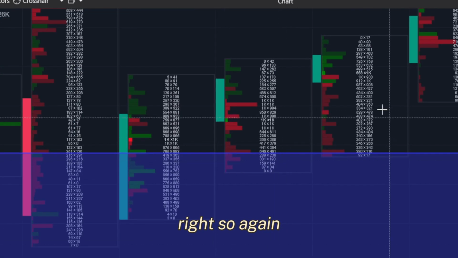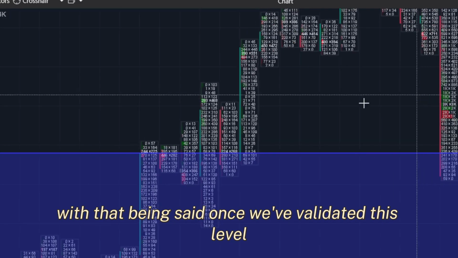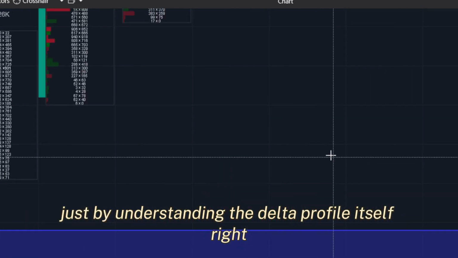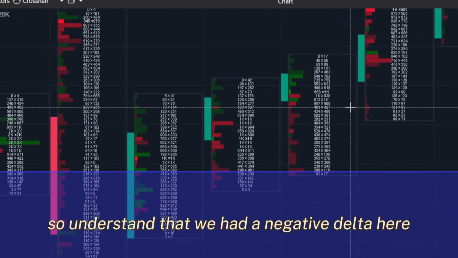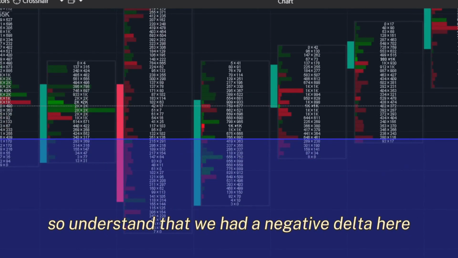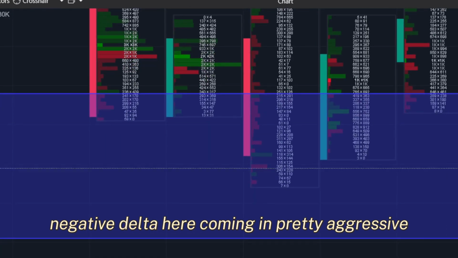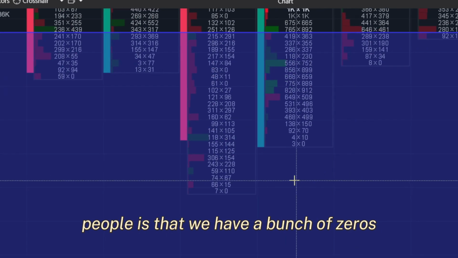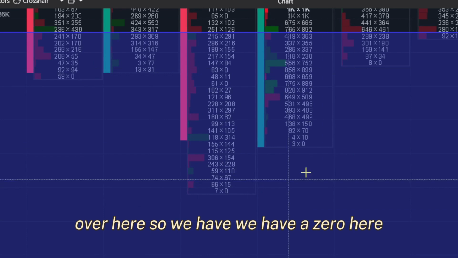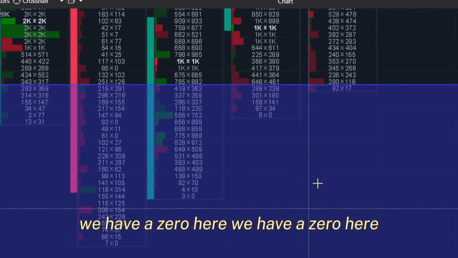So again, with that being said, once we've validated this level, we can further validate it just by understanding the delta profile itself. So understand that we had a negative delta here coming in pretty aggressive. One other thing I want to mention to people is that we have a bunch of zeros over here. So we have a 0 here, we have a 0 here, we have a 0 here.